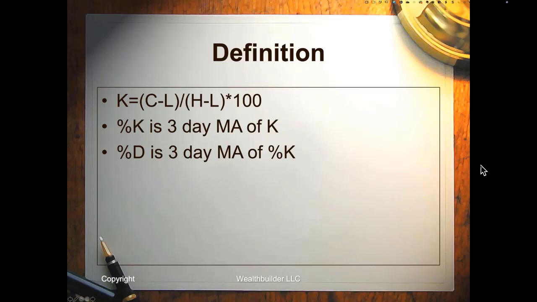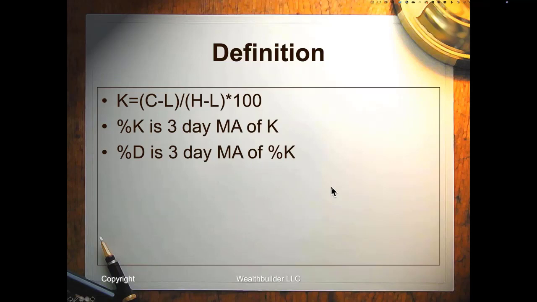All right, so it's a very simple formula, but let me tell you what it means. Let me just scrape away all this stuff. The formula for K is, you'll notice, the close minus the low divided by the high minus the low times 100. Let me translate that into English. All stochastics does is figure out where the close is in relationship to the high and the low. So if the high is 100 and the low is 0, then what percentage of the day's range is today's close? That's all K is.